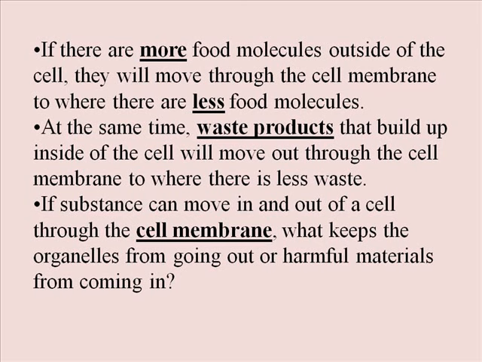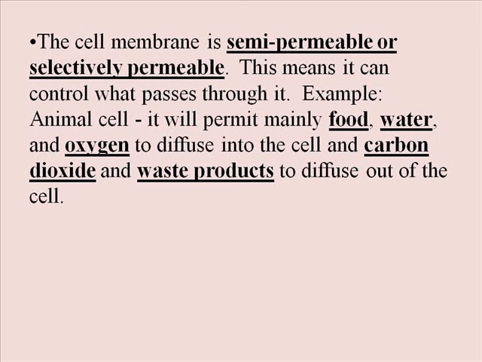Now, we're talking about things that move from areas where there's a lot, high concentration, to where there's a little bit, low concentration. If that's the case with all these substances, what keeps all the organelles that are really tiny from leaving the cell? The cell membrane. When we talked about it on Note Taker 7, it's the bouncer of the cell. It determines what's allowed to come in and what has to leave.